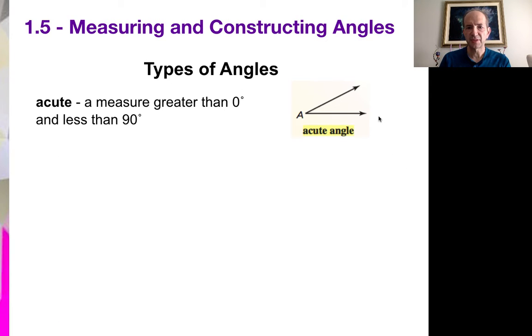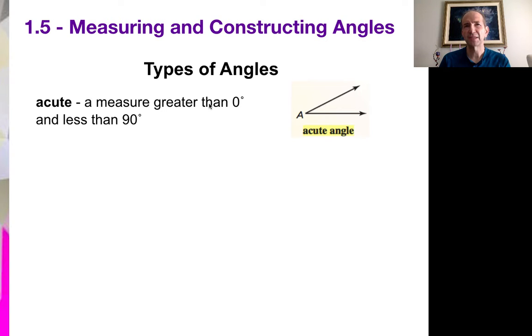Let's talk about the types of angles. There's the acute angle. You probably heard of these things before, so this is just review for most of you. An acute angle is an angle that measures greater than 0 and less than 90 degrees. If it was 0 degrees, that's not an angle because both rays are pointing in the same direction. And if it's exactly 90 degrees, that's some other type of angle. So acute is something greater than 0, less than 90.